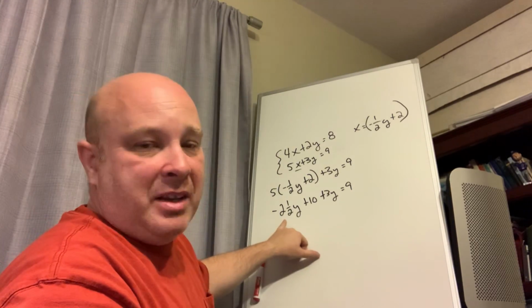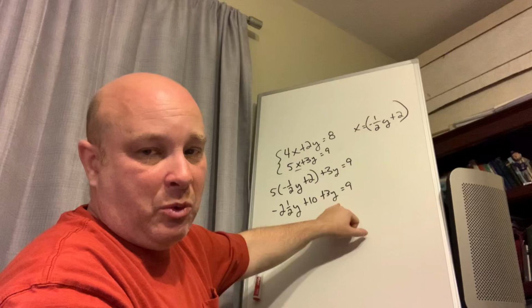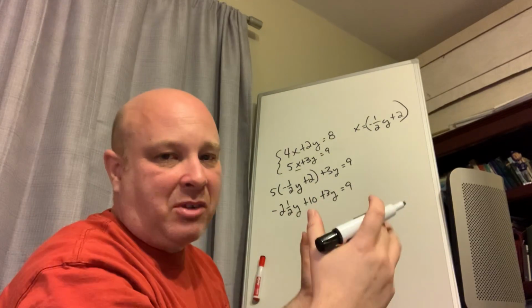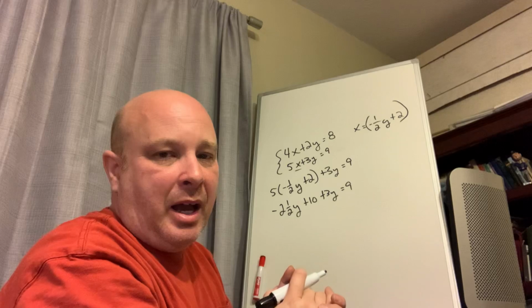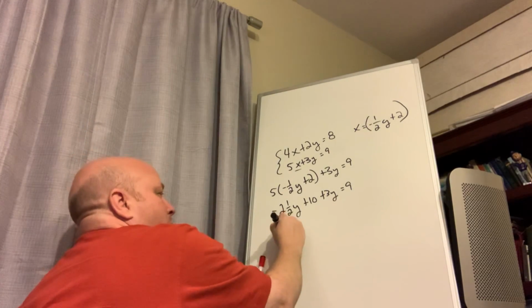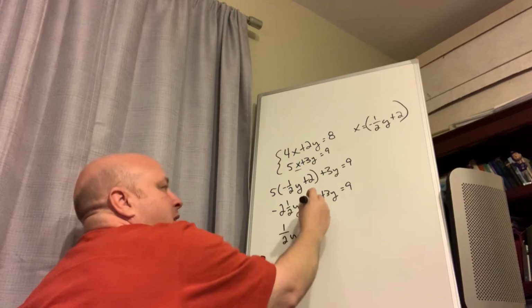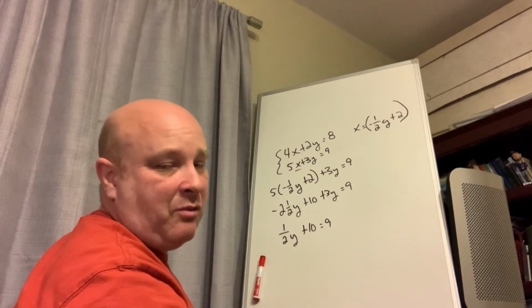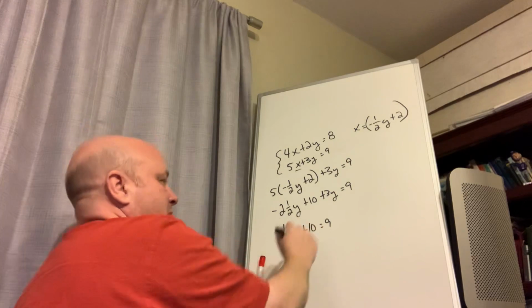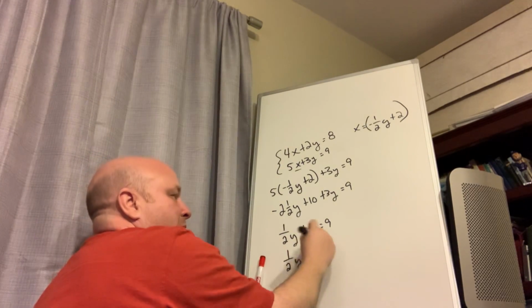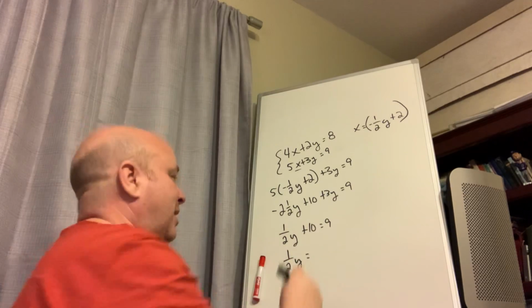I have a negative 2.5y and I have a positive 3y. If I put my negative 2.5y and my positive 3y together, that's going to give me a positive 1/2 y. So I'm going to have 1/2 y plus 10 equals 9. I'm going to subtract 10 from both sides because I want to get rid of this 10. And it's going to give me 1/2 y equals, subtracting 10 from both sides, negative 1.